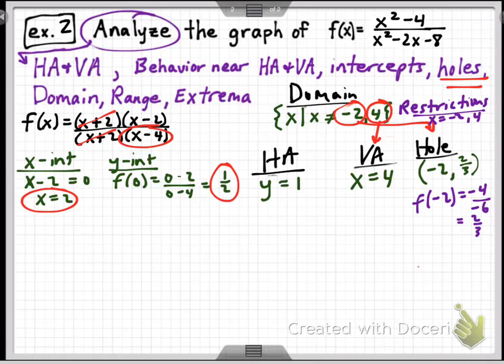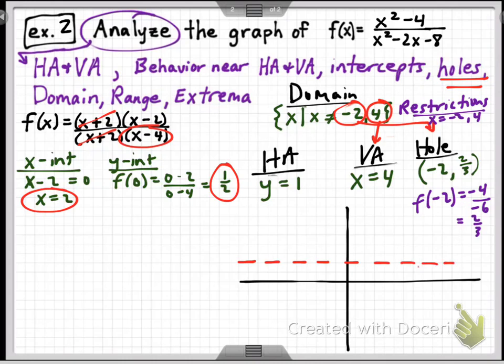So we know where the hole is, we know where the vertical and horizontal asymptotes are, we know where the intercepts are, and we can go ahead and now draw the graph of the function, because we've got all the information we need to be successful at drawing the graph. So let's draw the horizontal asymptote, y equals 1. There's y equals 1.